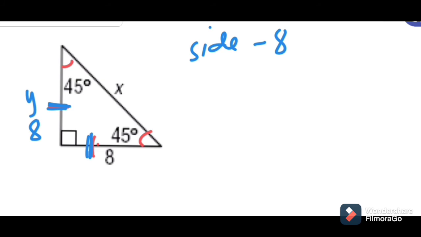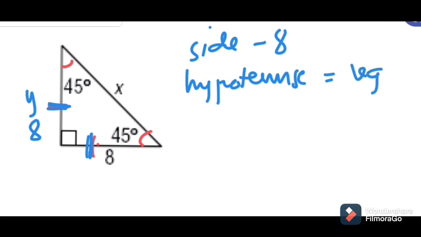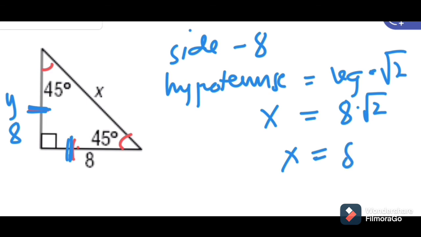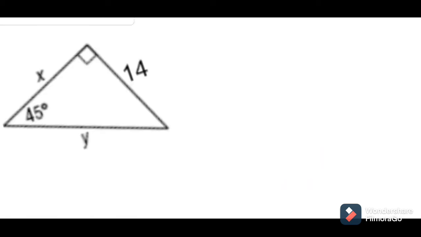So to find the hypotenuse, we are going to remember that the hypotenuse is equal to the leg times the square root of 2. And so our hypotenuse x is equal to our given leg, 8, times the square root of 2. So the answer for our hypotenuse is 8 square root of 2. That's it.